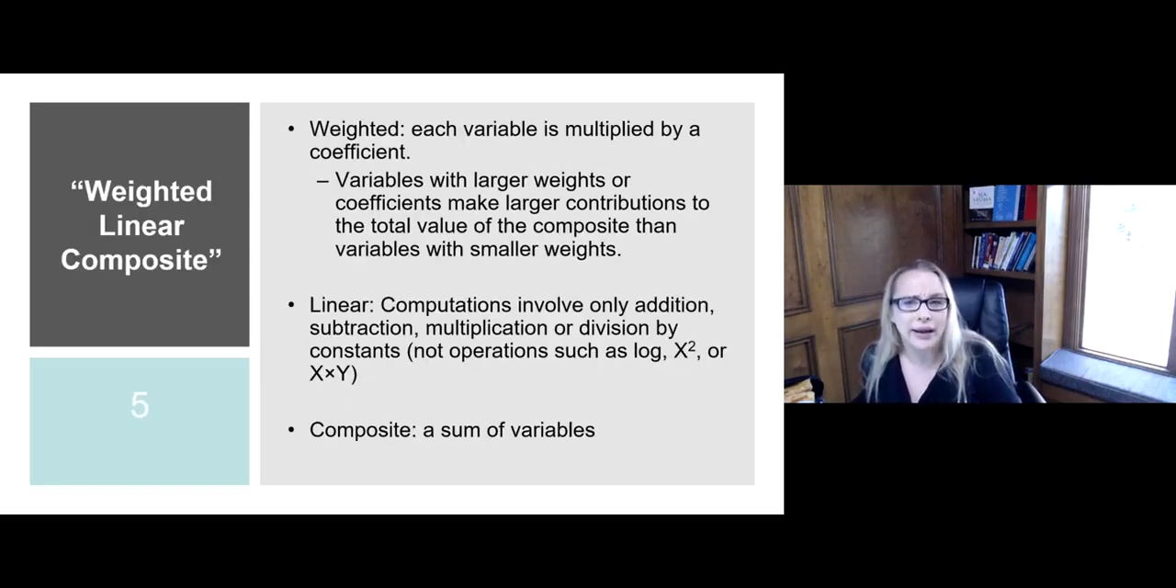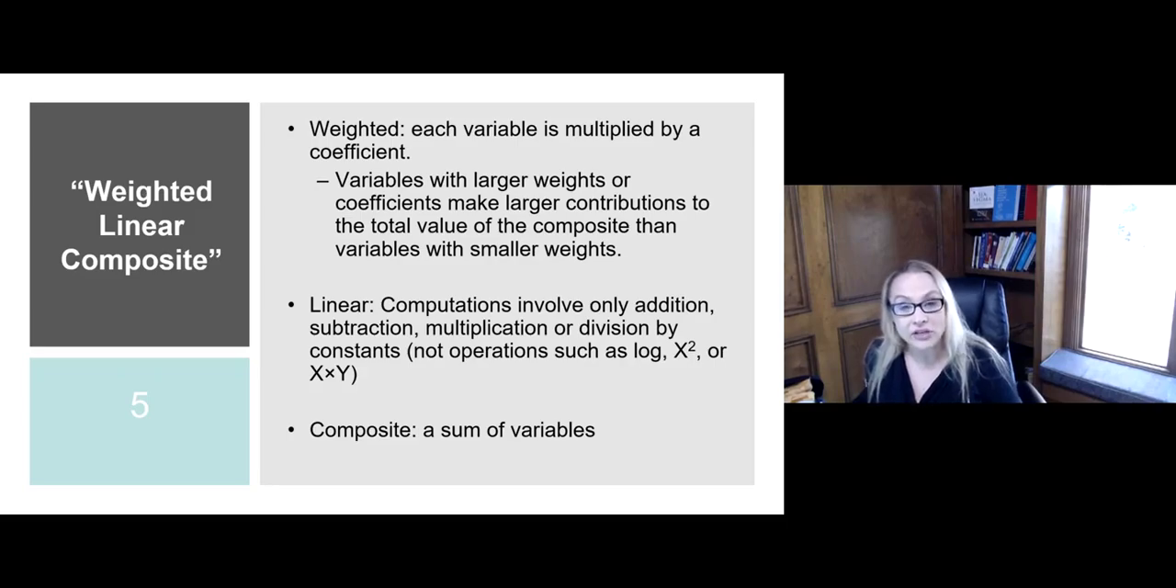So the term weighted refers to the fact that each variable is multiplied by a coefficient. The whole idea of weighting is to have some measure of importance in that model. Variables with larger weights or coefficients make larger contributions to the total value of the composite when compared to variables with smaller weights. The term linear implies that the multiple regression function is a computation that involves only addition, subtraction, multiplication, or division by constants.